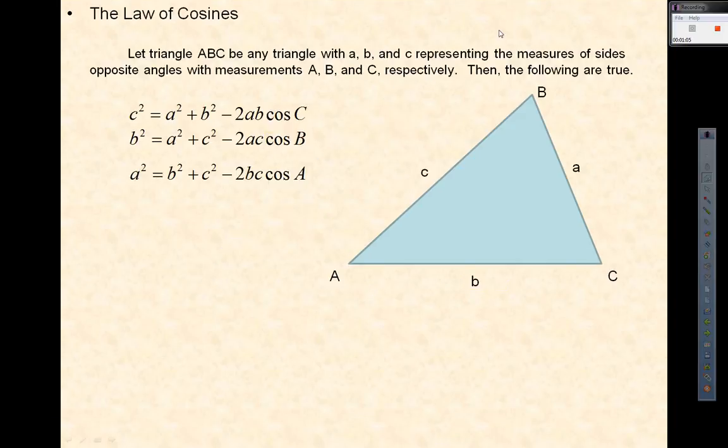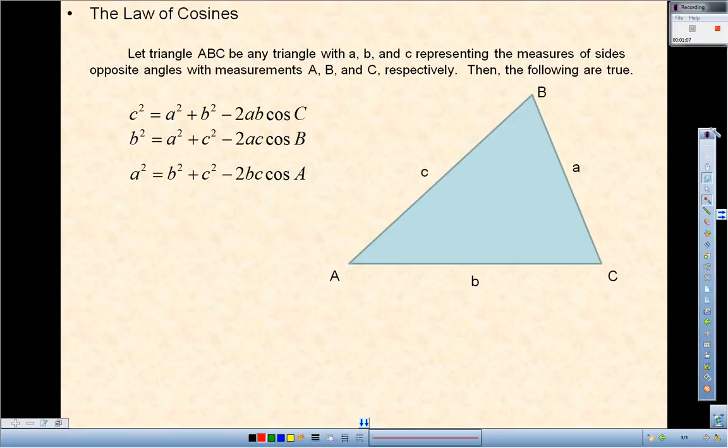Here's basically the main thing about the law of cosines. Now, it looks like there's three separate formulas, but in reality, it's just one, and the other two are just different ways of writing it. Let's say you have a triangle ABC, where angles A, B, and C are in capital letters, and lowercase a, b, and c are your sides. If I ever give you two sides and the included angle, then you can use the law of cosines to find the side opposite that included angle.